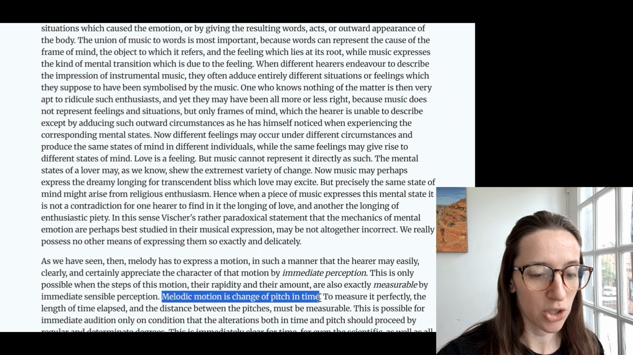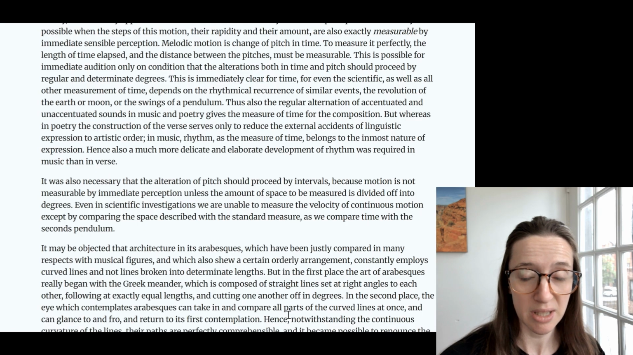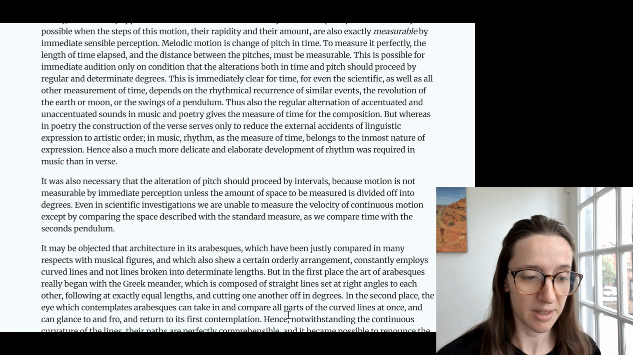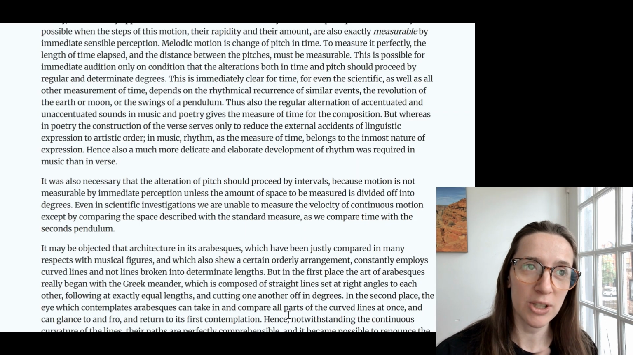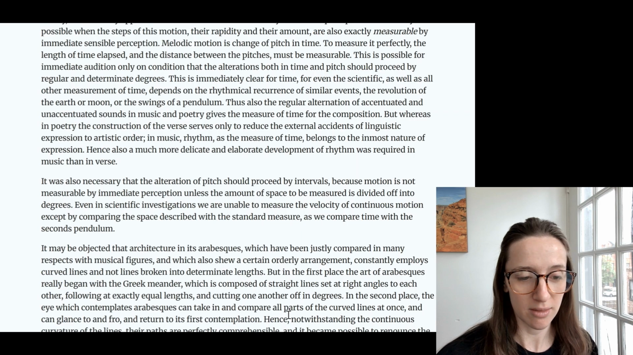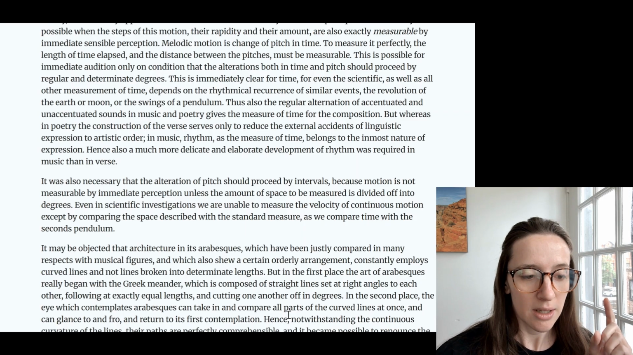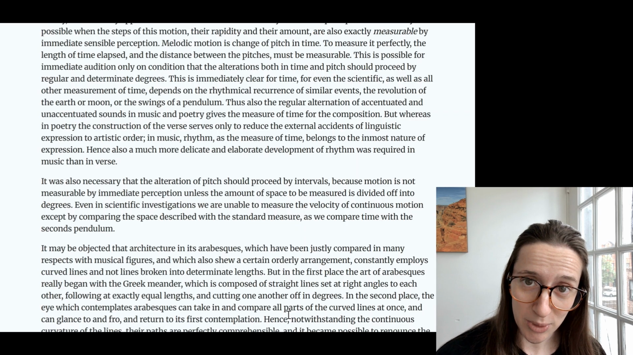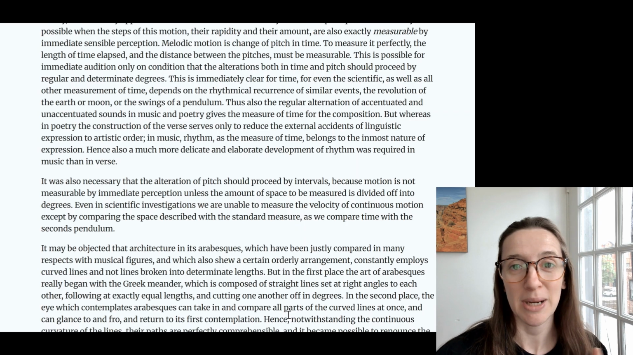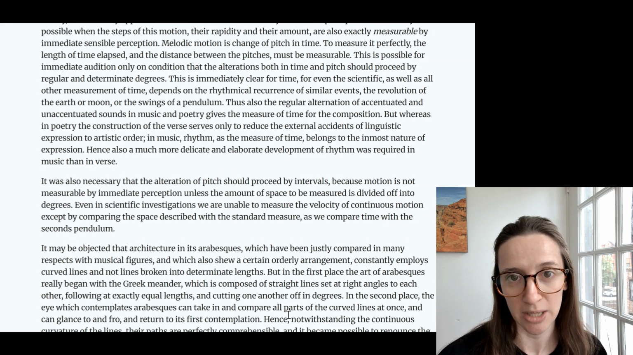Melodic motion is change of pitch in time. Now, measuring rhythm is pretty simple. We just count the amount of time spent in sound and the amount of time spent in silence. But we first had to separate the vast existence of time into individual increments, hours, minutes, seconds, to make that possible. So to measure pitch, we need to do the same thing. We need to separate the vast existence of tone into measurable increments.